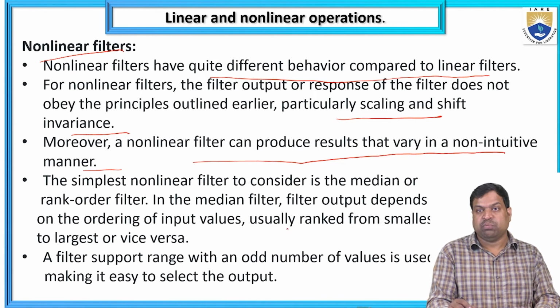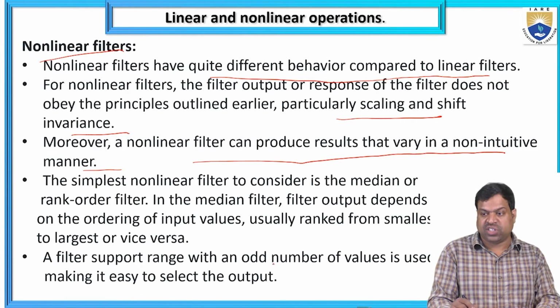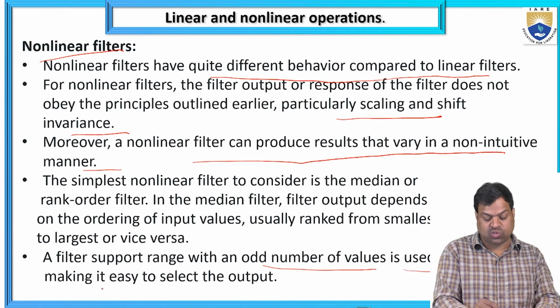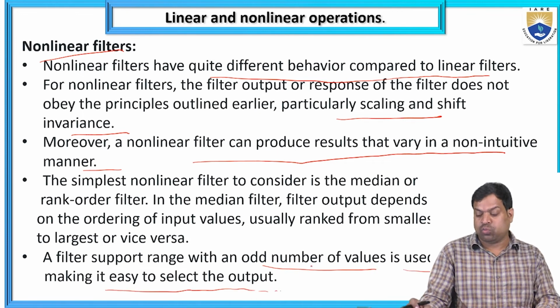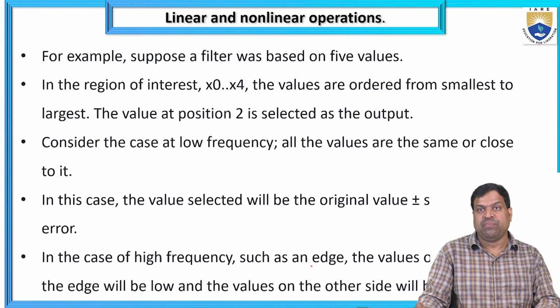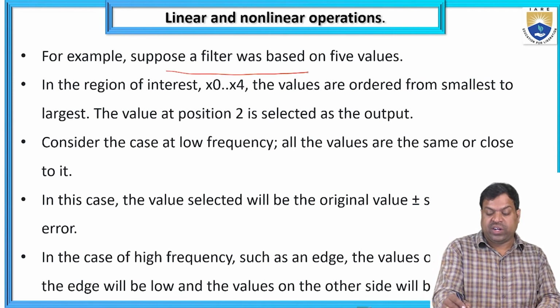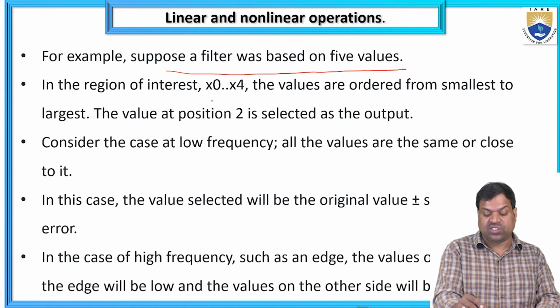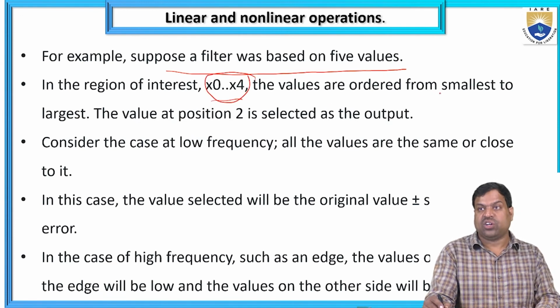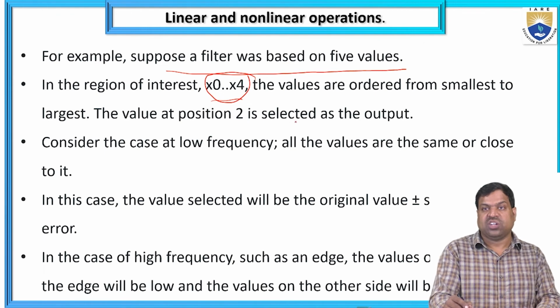The simplest nonlinear filter to consider is the median or rank order filter, with a filter support range of n odd numbers. The odd number makes it easy to select the output. Suppose I take a filter based on 5 values, x0 to x4. The values are ordered from smallest to largest, and the value at position 2 is selected as the output.